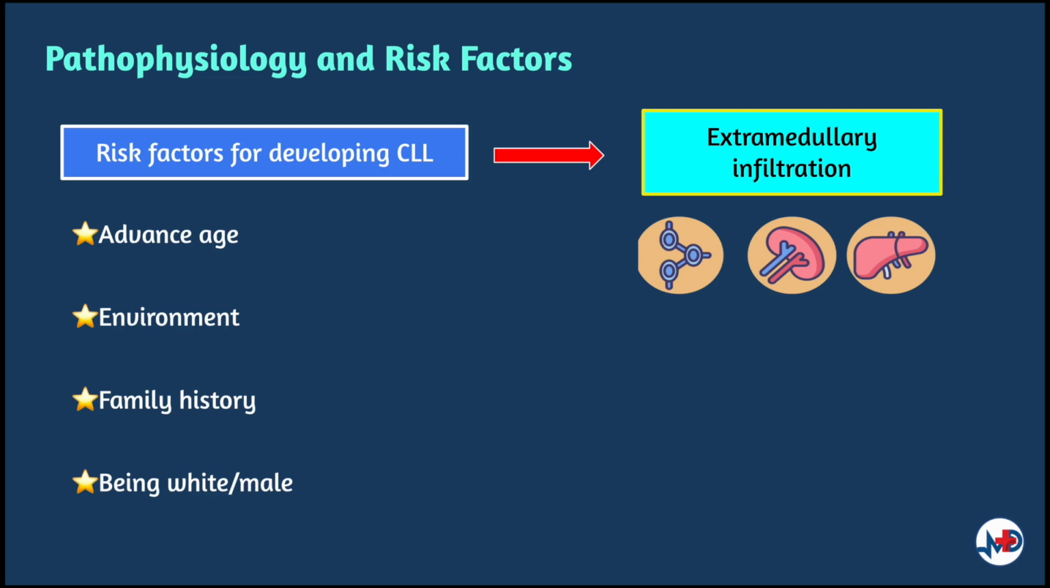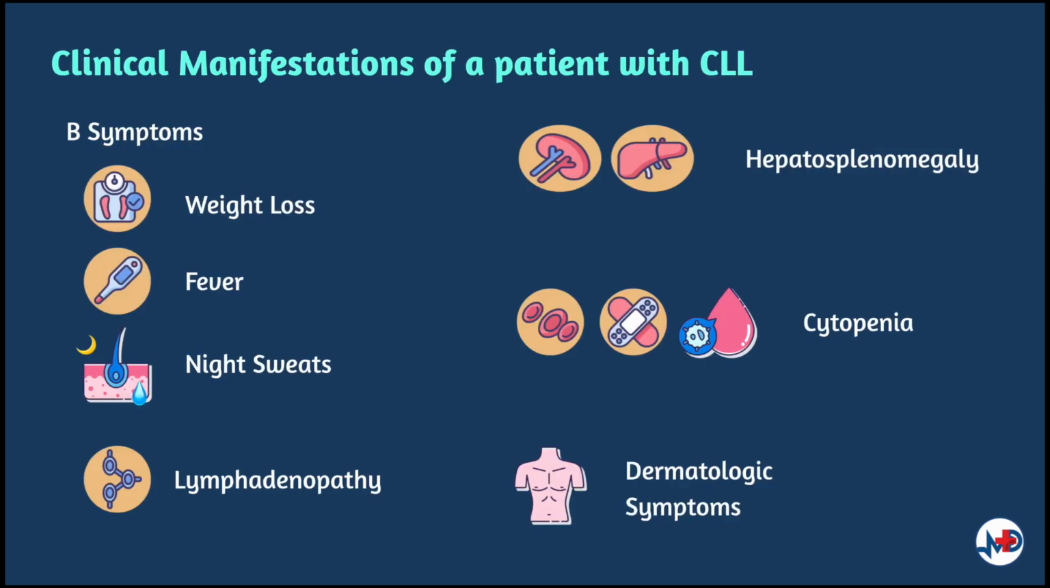These malignant lymphocytes initially accumulate in the bone marrow and infiltrate extramedullary organs such as the lymph nodes, spleen, and liver, to name the most common. This causes lymphadenopathy and hepatosplenomegaly. Most patients remain asymptomatic for a long time, which leads to late or incidental diagnosis. The majority of cases are diagnosed as an incidental finding on routine full blood count for an unrelated reason.